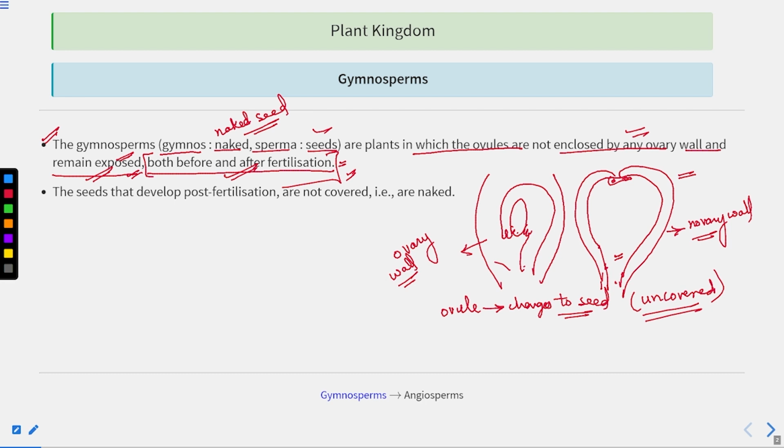In angiosperm, a very unique covering is there, that is called the ovary wall. When it matures, this ovary changes to fruit, and this ovule changes to seed. Here, if no wall is there, then there is no formation of fruit, but the ovule itself changes to seed. The seed that develops after fertilization is not covered by any membrane or wall, and that is why it is called naked. So the seeds in gymnosperms are naked.